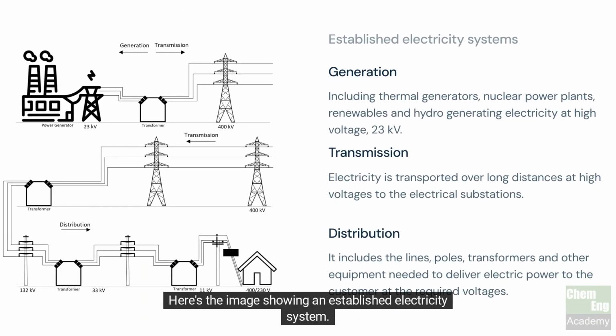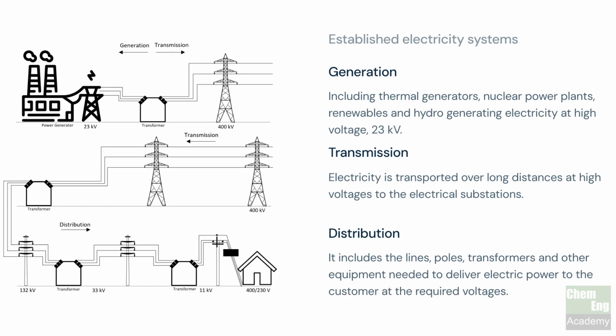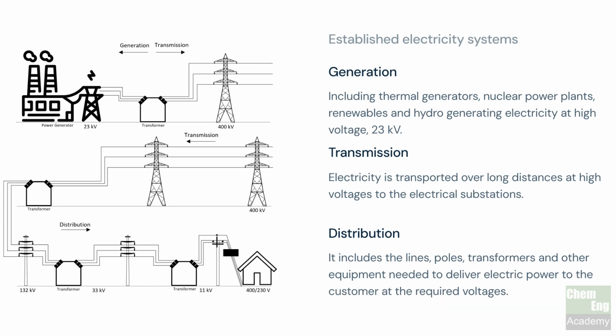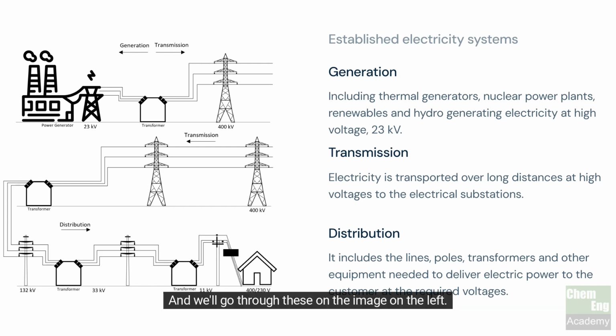Here's the image showing an established electricity system. This is the general framework of the current power supply grid. We have these three pillars of any electrical system: generation, transmission and distribution. And we'll go through these on the image on the left.